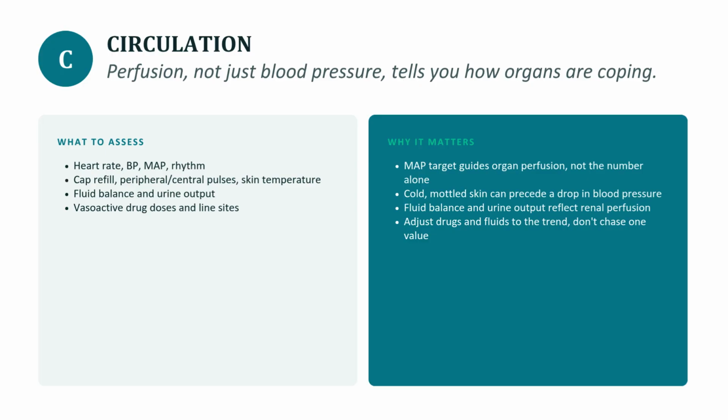Remember that MAP targets guide organ perfusion, not just the number alone. So you're looking there for lactate in particular and making sure the lactate is less than 2. Check for cold, mottled skin. This can precede a drop in blood pressure. Fluid balance and urine output reflect renal perfusion. Adjust drugs and fluids to the trend. Don't chase just one value.